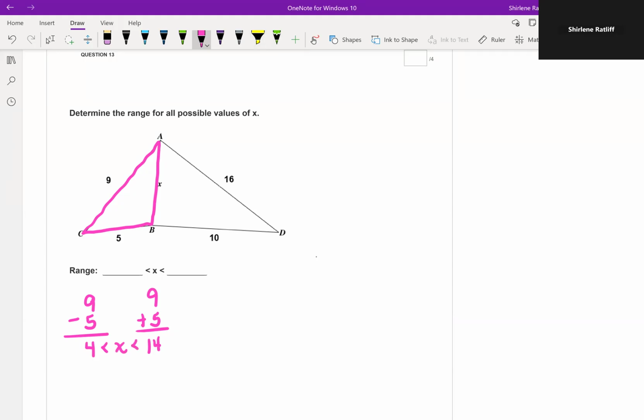Now we're going to work with the other triangle, BAD. For that triangle, we're going to subtract 16 minus 10, which will give us 6. And then we're going to do 16 plus 10, which will give us 26. So for the green triangle, the measure of our missing side would be any number greater than 6 and less than 26.